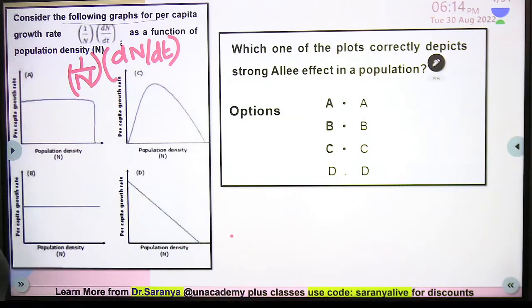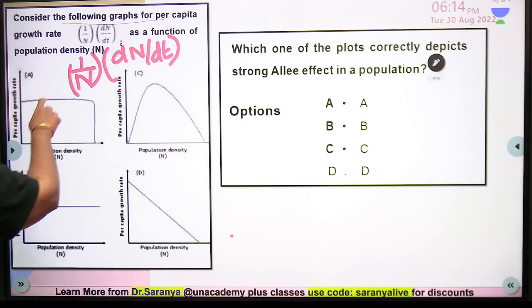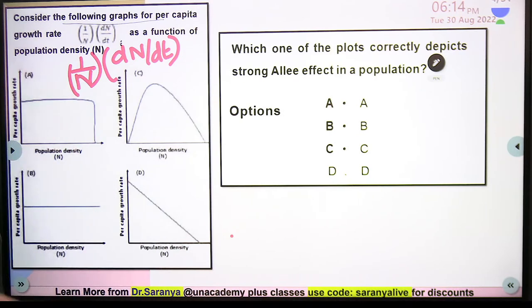Coming to the first question, it is 1 by N into dN by dt. So they have given this as a function of per capita growth rate.